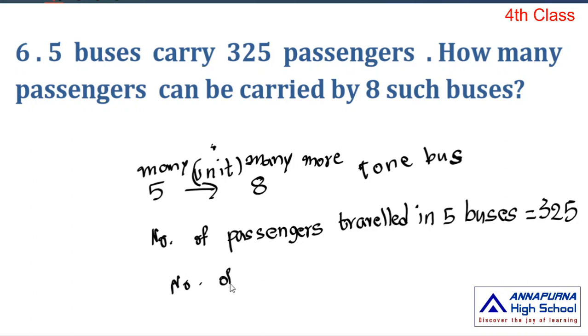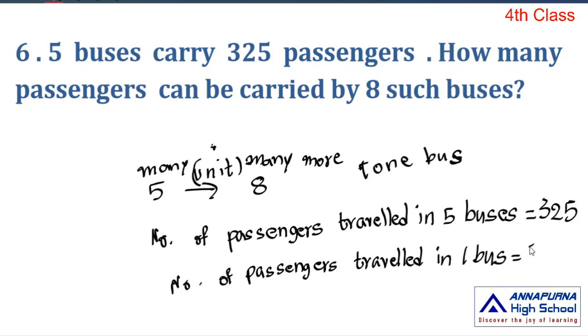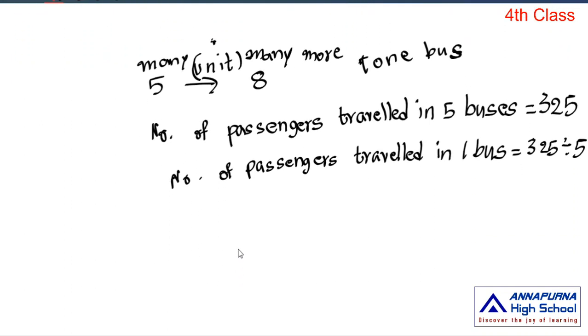Number of passengers traveled in one bus. How many, ma? How do we get it? By division. So 325 divided by 5. Okay, children? So 5 divides 325.